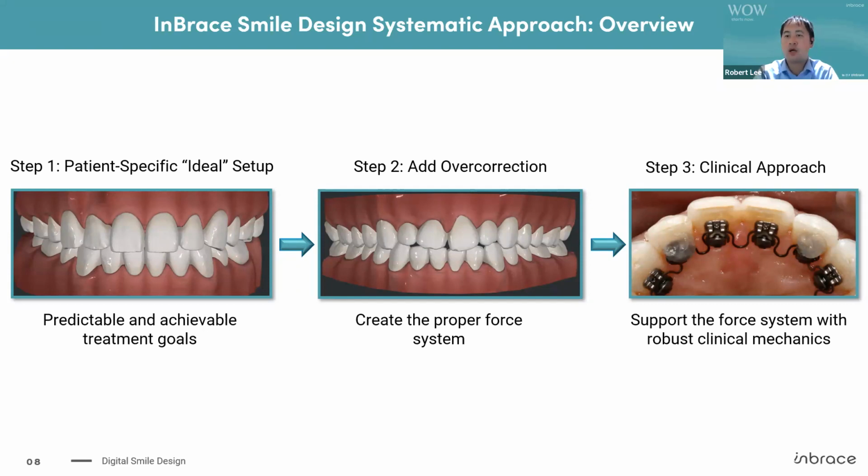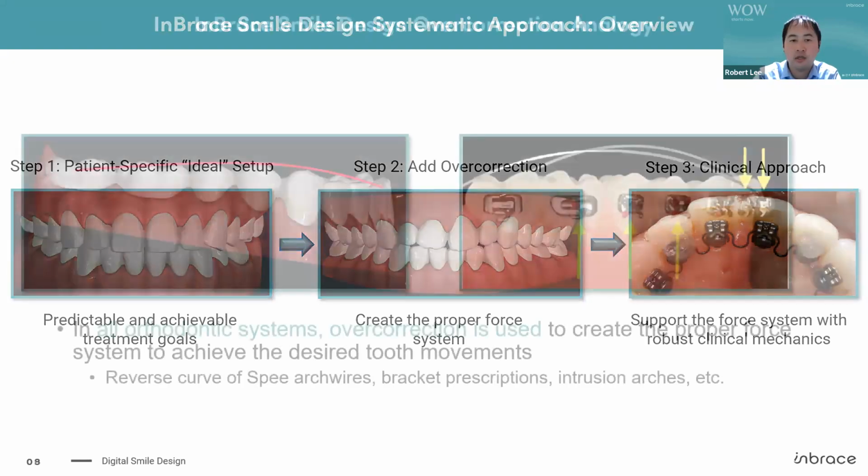So that's why we like to call it the patient-specific ideal setup, because you're going to what the patient wants as well as what you as the provider can compromise on. Step 2 would be after you set your patient-specific ideal setup, you would layer on the overcorrection. So this is creating the proper force system. And then the final step is after you've created the proper setup, then you need to do also the proper clinical approach, which is what we discussed again in the last webinar last week.